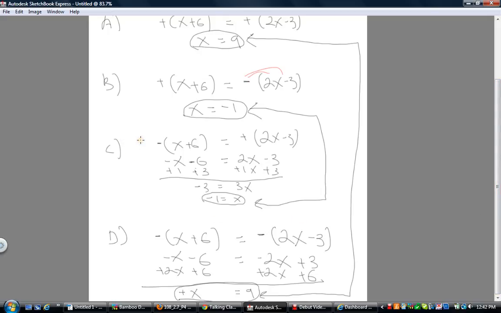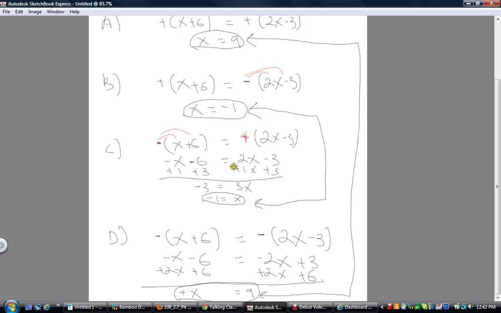Case C says, why could I not take a negative expression on the left-hand side and a positive on the right? And you're allowed to do that. Okay, but look what happens here. You distribute the negatives, you get negative x minus 6 equals 2x minus 3.